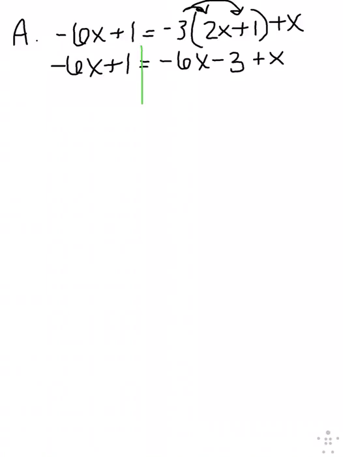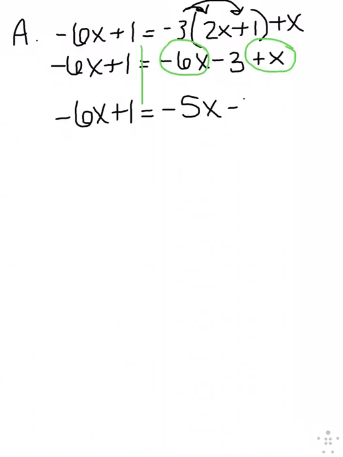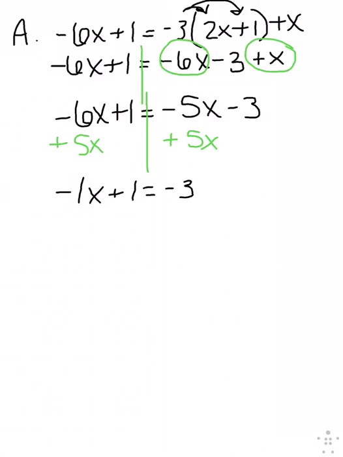We combine our like terms, negative 6x and a 1x. Negative 6 plus 1 is negative 5. Still combining like terms, I do the opposite operation. I do a plus 5x because they are on opposite sides. Negative 6 plus 5 is negative 1. Still combining like terms, again doing the opposite operation because they're on opposite sides, I do a negative 1. Negative 3 minus 1 is negative 4.